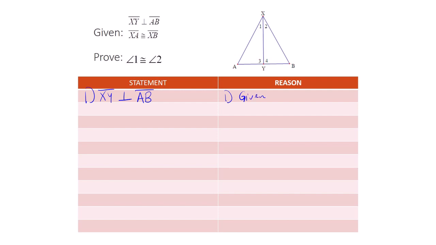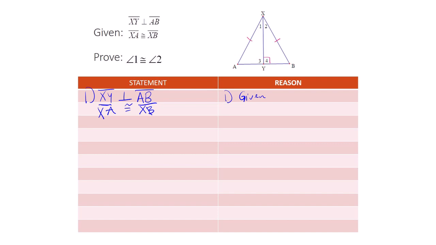And so, these are perpendicular here. And we don't have to write both of those, but yeah, we know that XY is perpendicular to AB. And then we know that side XA is congruent to side XB. Okay, and that's also given. So let me put that in here. XA is congruent to XB.